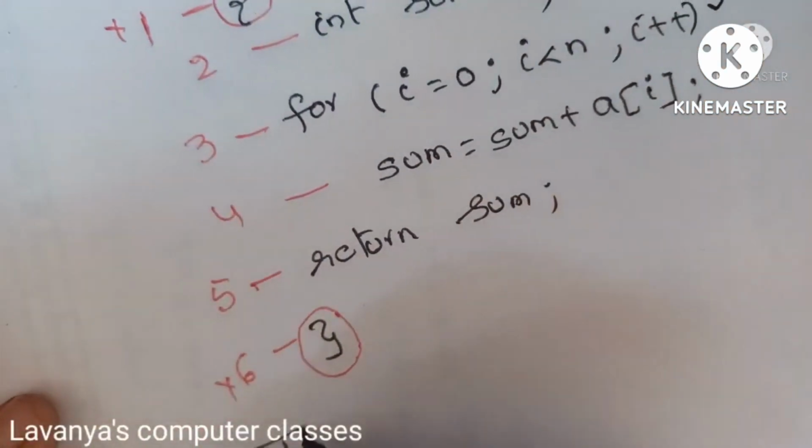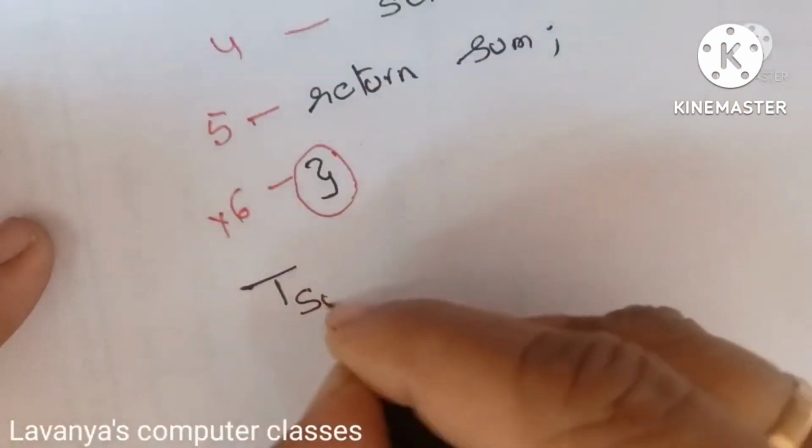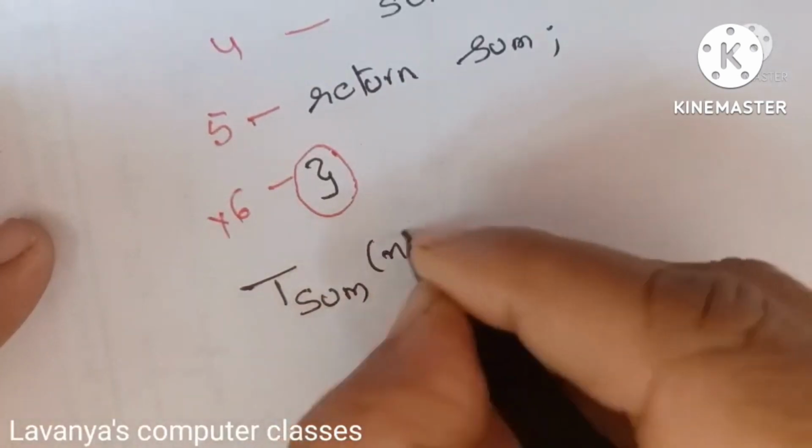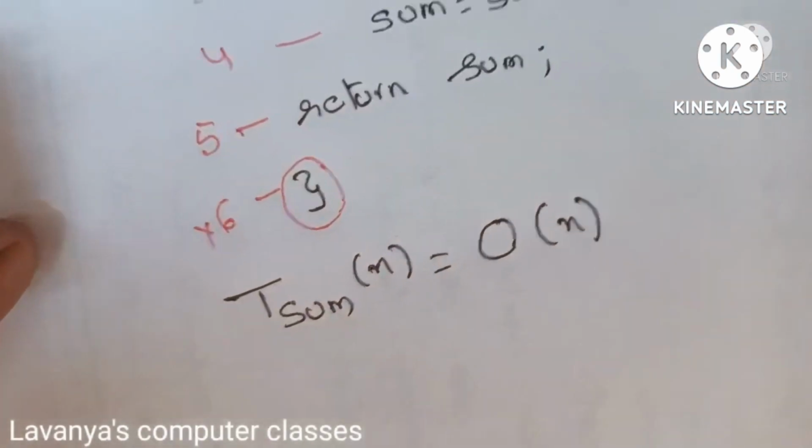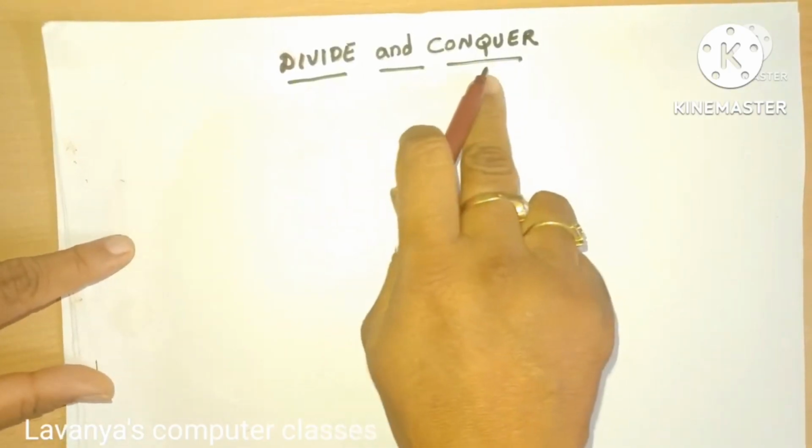This algorithm's name is sum. So T of sum, T for time complexity of sum of n, where n is the number of elements in the array. So it is big O of n.